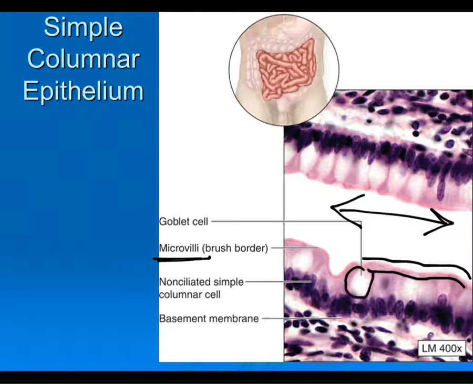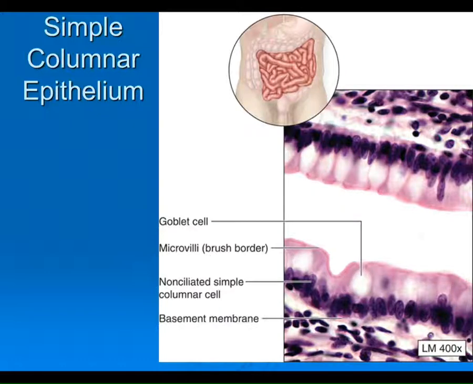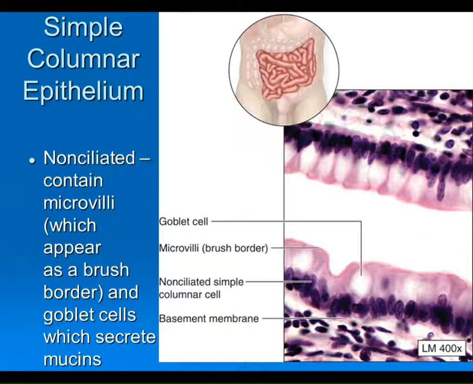And you can also see beautiful examples in this tissue of what? What are these cells? Yeah, those goblet cells making the mucus. Very obvious in this particular sample. So we would call this non-ciliated because it has microvilli.